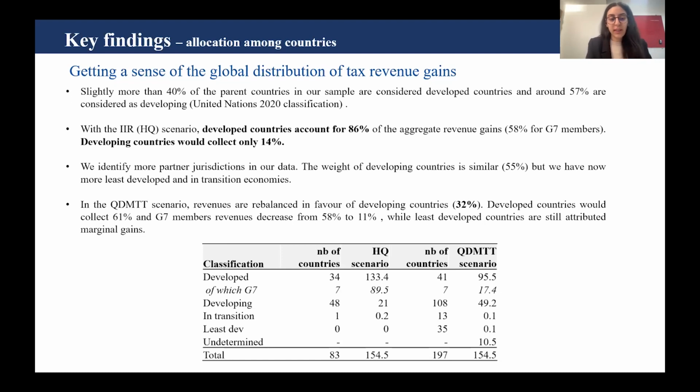Now, if we move to the QDMTT, revenues are a little bit rebalanced in favor of developing countries, which would be around 32%. It's still not very high if we compare it with developed countries, which would still collect around 61% of the revenues. The G7 members will decrease from 58 to 11. This is because the revenues will be lowered dramatically for the US. And the least developed countries, under both scenarios, will almost get nothing. Because they don't have multinationals operating abroad, and they also don't have multinationals that are operating in their country. So in both cases, they're not going to get anything from Pillar 2.